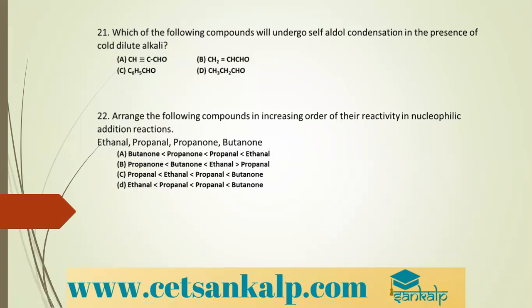Which of the following compounds will undergo self-aldol condensation in presence of cold dilute alkali? See students, whichever one is having alpha hydrogen will undergo aldol condensation. So since CH3CH2CHO has alpha hydrogen atoms, it will undergo aldol condensation in presence of cold dilute alkali. So option B is correct. Okay. The rest all are having double bonds, so there will be difficulty in undergoing aldol condensation.